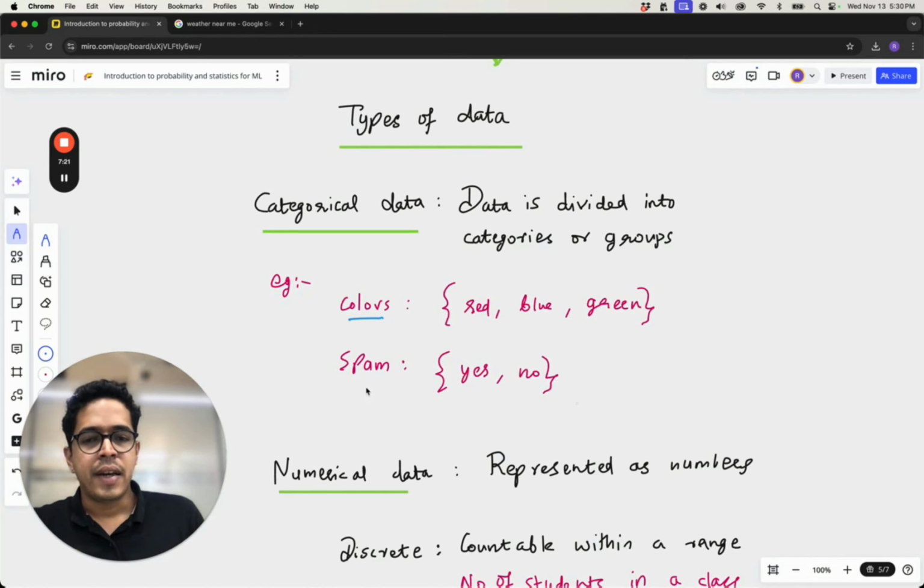When we are devising a spam filter, if the filter is taking a decision that something is spam or not spam, it is also categorical data, because if it is spam, the data is yes, otherwise it's no. So categorical data need not always be numbers. It can be simply described by words. It could be true or false, etc.